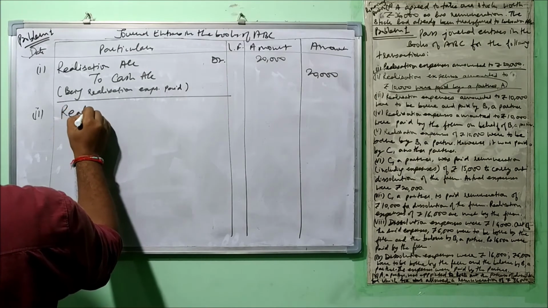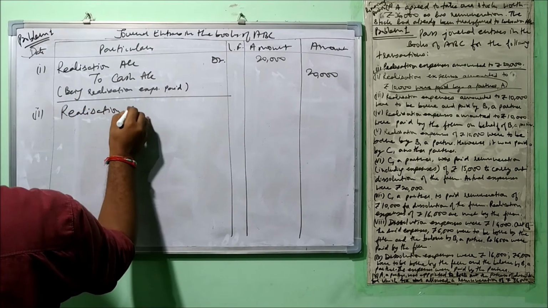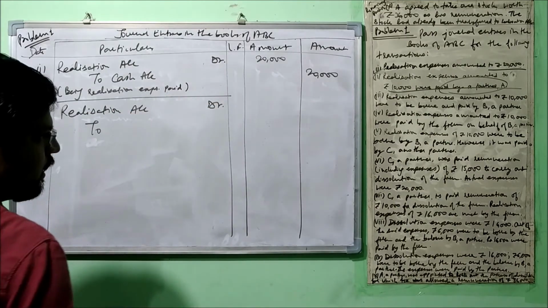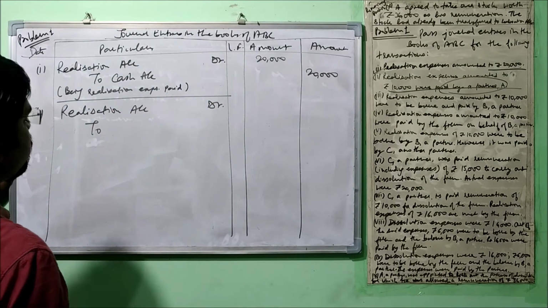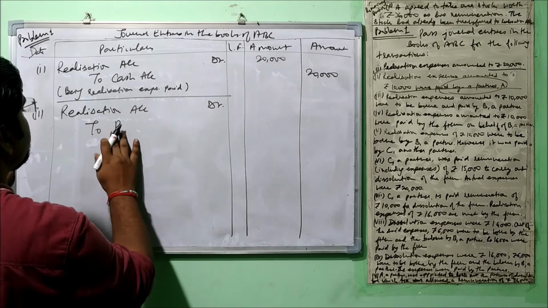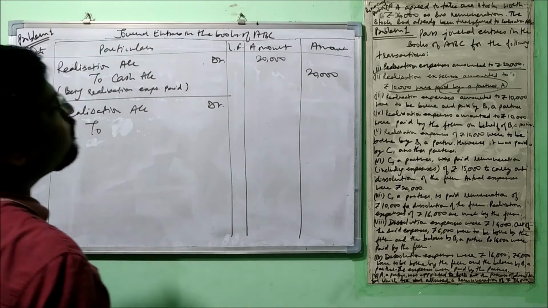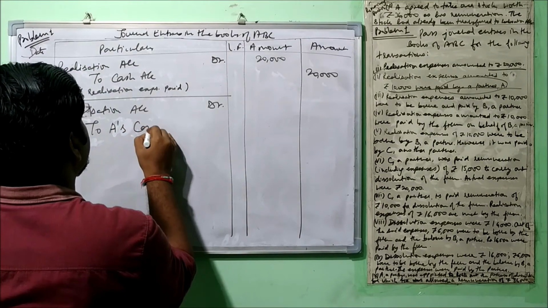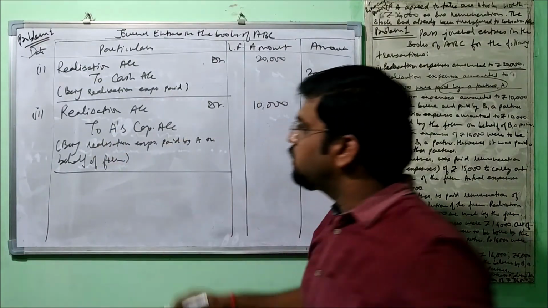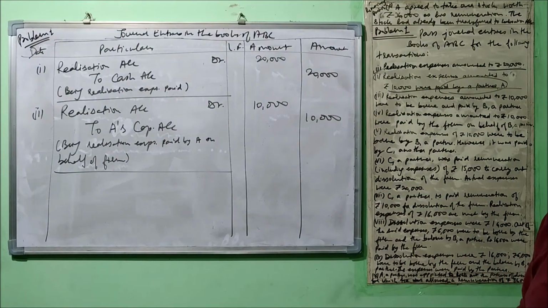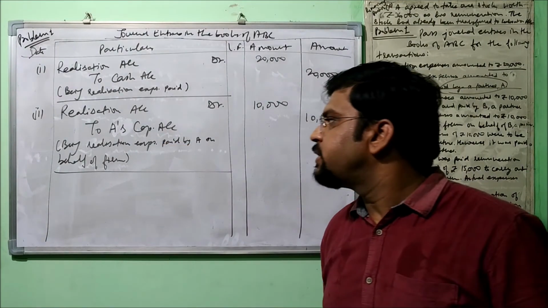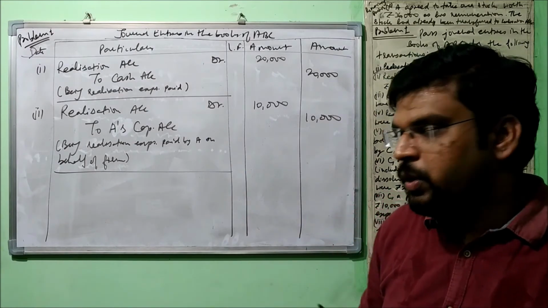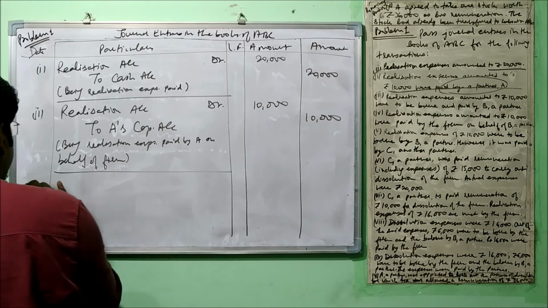As it is the expense of the firm, then definitely we will debit realization account here, but the partner paid and the firm is supposed to pay back to the partner, and for that what is the firm going to do? It is going to credit the particular partner's capital account. And who's the partner here? A. Then A's capital account. Have a look here. Realization account debit to A's capital account 10,000 being realization expenses paid by A on behalf of firm. Understood? Okay.